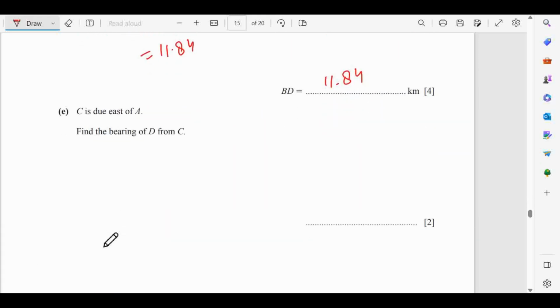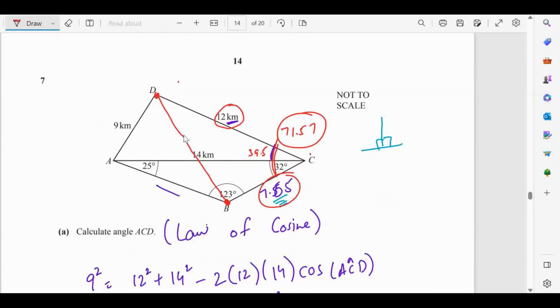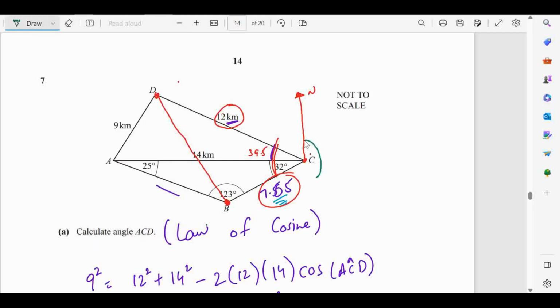Let's move to the E part. C is due east of A. Find the bearing of D from C. First of all, from C means that we need to draw a north at point C. This will be the north. Now the bearing of D from C means that we need to calculate this whole angle.